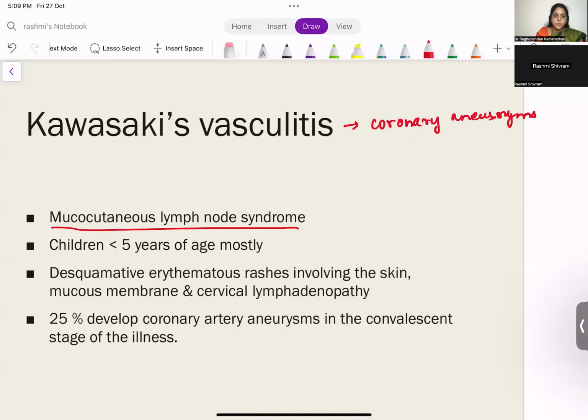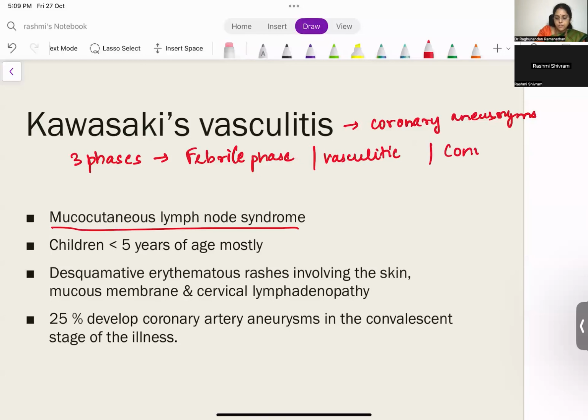So what happens in these patients? Usually there are three phases. First is a febrile phase. Then next will be a vasculitic phase. And next will be a convalescent phase. Convalescence is where the patient will be improving. The febrile phase will usually last around 10 days, then the vasculitic phase will be for around another 10 days, and the patient will go into convalescence after that.